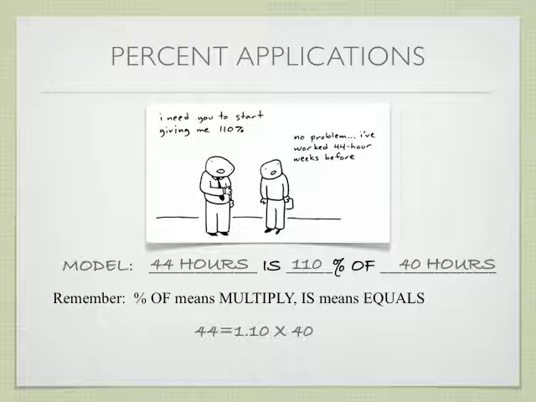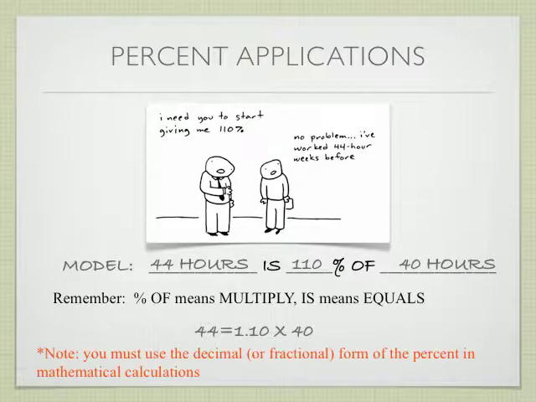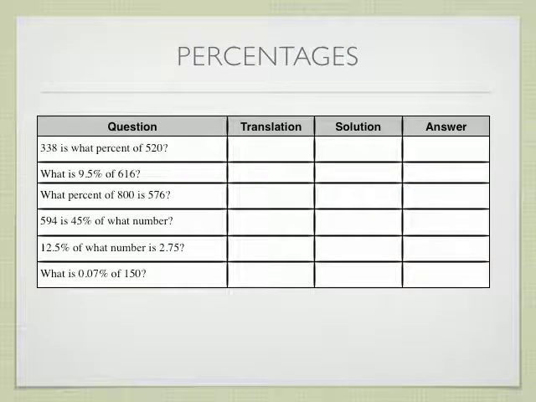And percent of means multiply, so I'm multiplying that by 40. And 44 actually is equal to 1.1 times 40. So again, just note that you have to use the decimal or the fractional form of the percent in mathematical calculations. So let's look at these and we'll just translate.